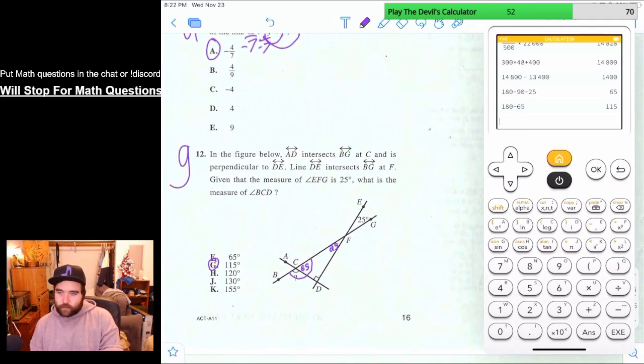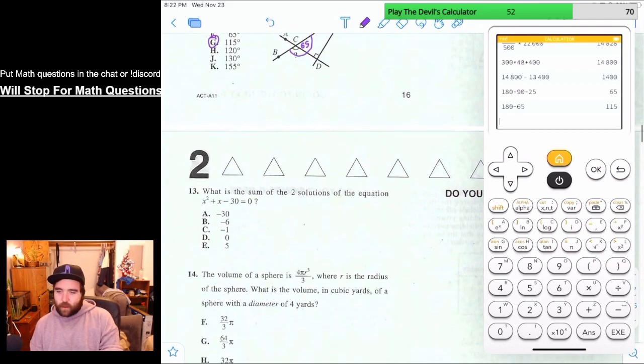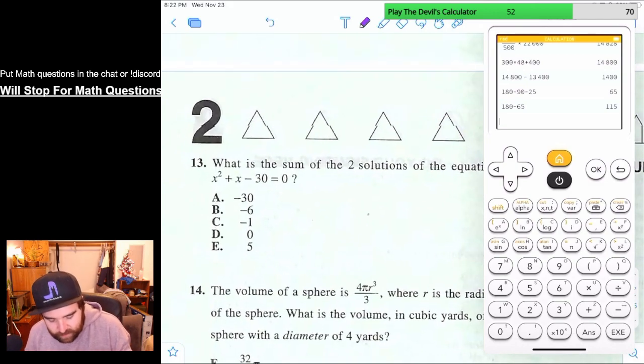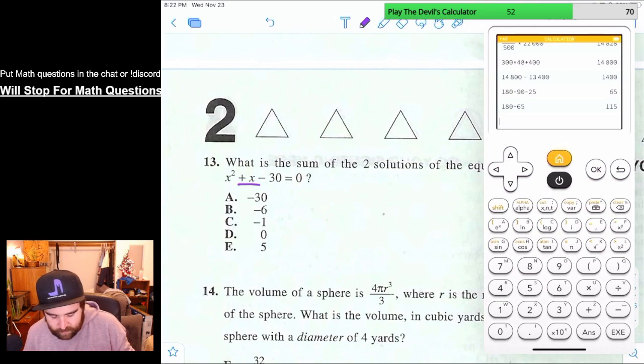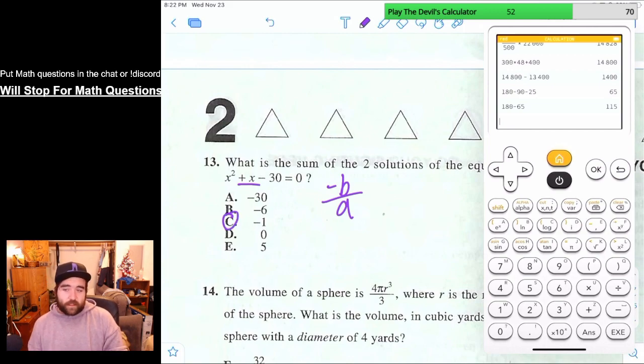Nice. All right, this is good. What is the sum of the two solutions? So this is the trick that you can solve this easily enough. But the sum of the two solutions is always negative b over a. So you can just look at this and see that the sum of the solutions is negative 1.